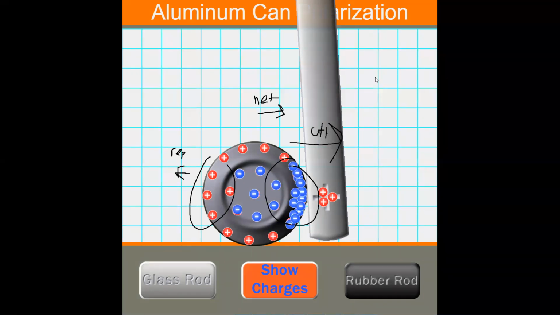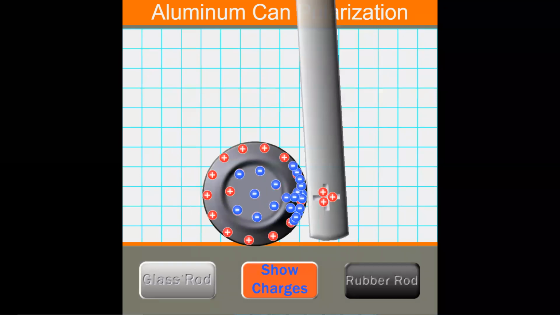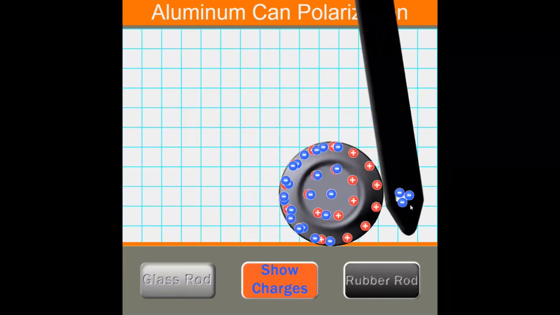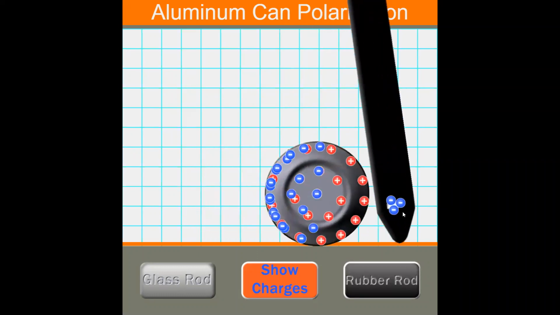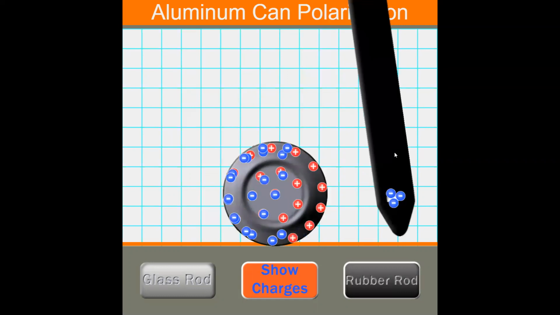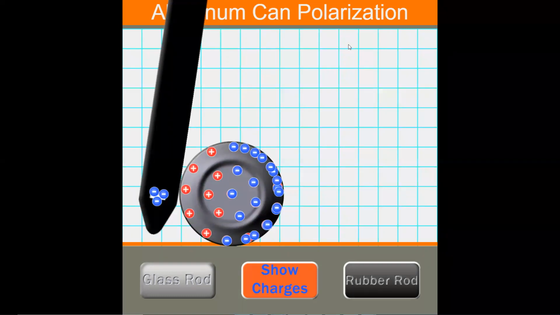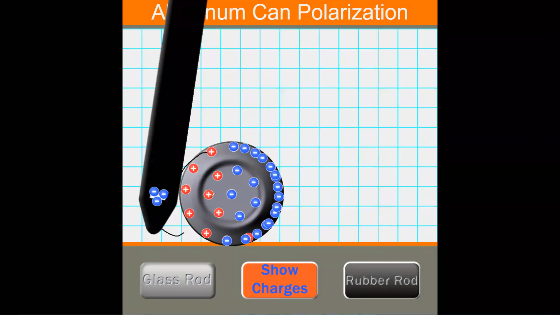So I can do this also with, I'll get rid of the glass rod, and I can introduce a rubber rod, which is negatively charged. You can see this time the electrons move as far away as possible, but it's still attractive. It's still attractive because now it's basically the opposite case. Now we have an attractive force from the positive charges, and we have the weaker repulsive force right there. So we have a net attractive force.